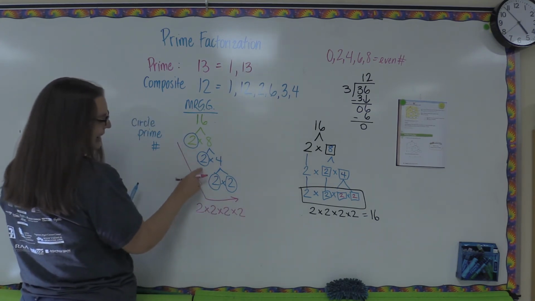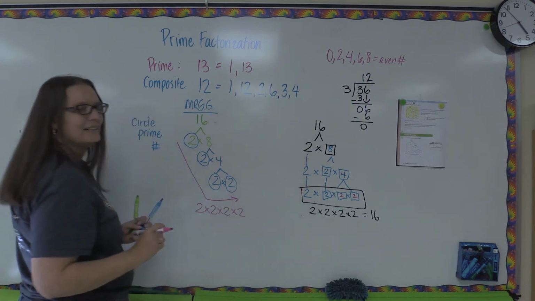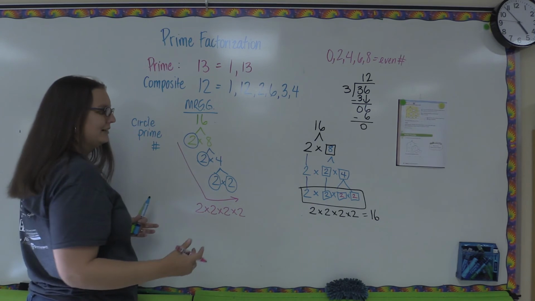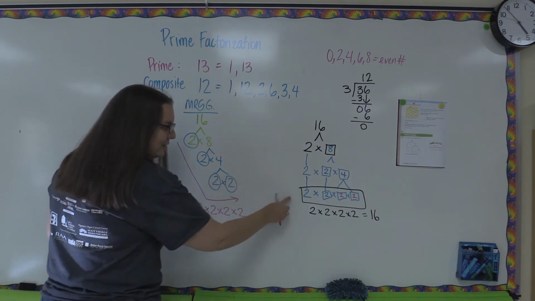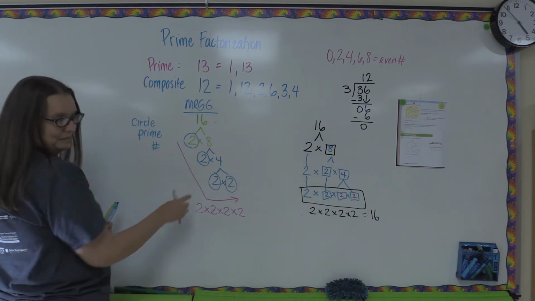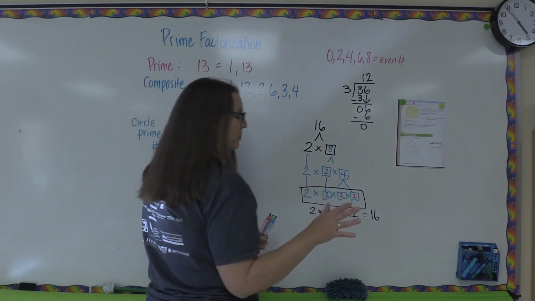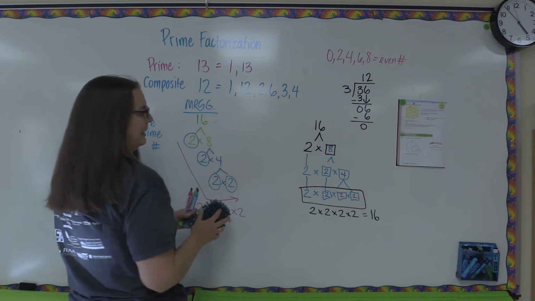You'll notice I have the same 2's that you guys ended up with. It's just a different way of looking at it. Instead of dropping them down every time, I like to circle them. Okay? Let's do another set just to practice because I want you to see both ways, okay?